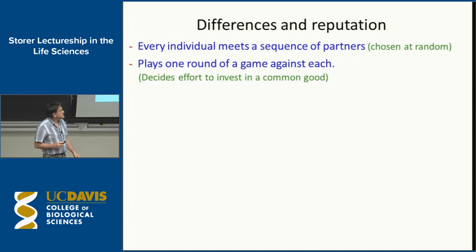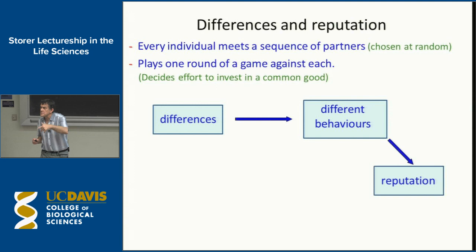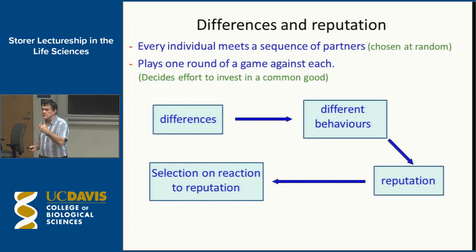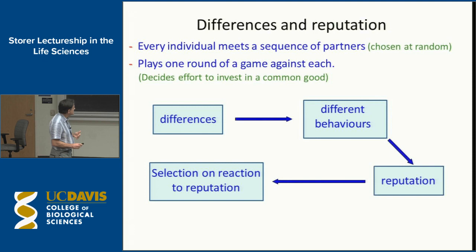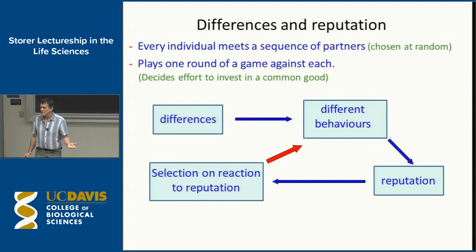So what happens here? Well, if you've got differences, then you've got different behaviors. Once you've got different behaviors, then you'll get reputations, because individuals are systematically behaving differently. Once individuals have reputations, then there'll be selection on other individuals to respond to reputations. Because if I know something about your reputation, I know something about the effort you're going to put in, and that will change what I do. Right. However, once individuals respond to reputations, there's a feedback, because that will then lead to selection to change reputations by changing your behavior. Okay. So it's this loop which I'm going to be concerned with.